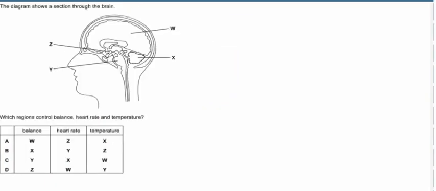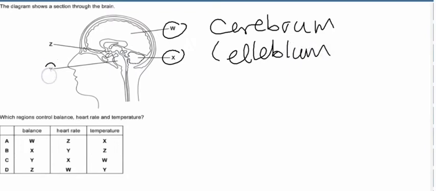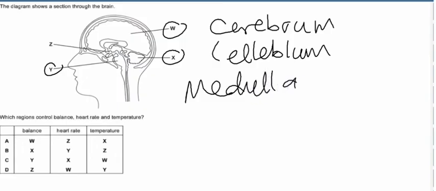The next one. The diagram shows a section through the brain. So we have part W, which is called the cerebellum. Then part X, it is called the cerebellum. Then part Y, it is called the medulla oblongata. Then as for Z, it is called the hypothalamus.